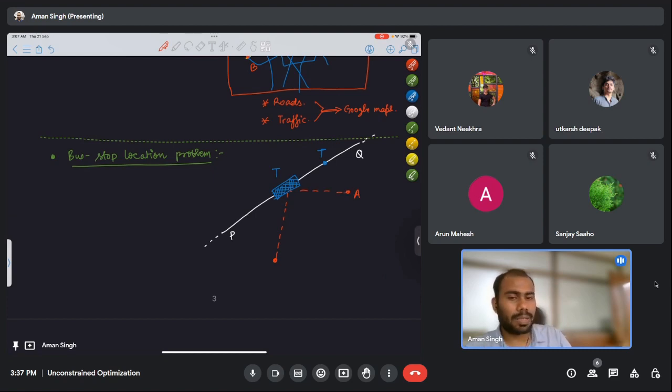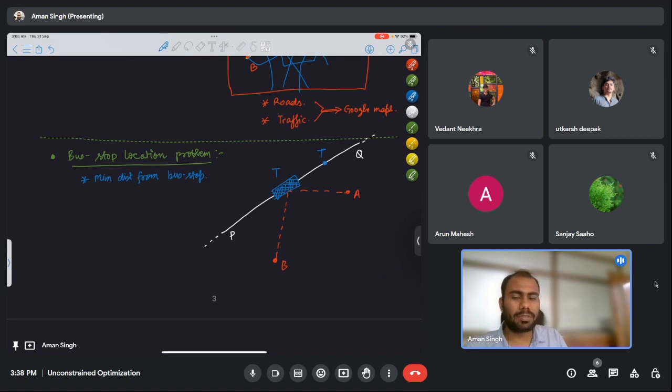We have to build the bus stop along this road in such a way that the sum of the distances between A and the bus stop and B and the bus stop should be minimum. So that is a good problem statement to have: minimum distance from the bus stop.